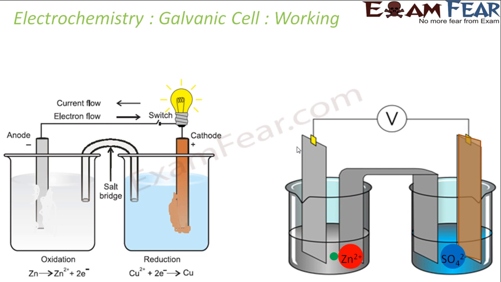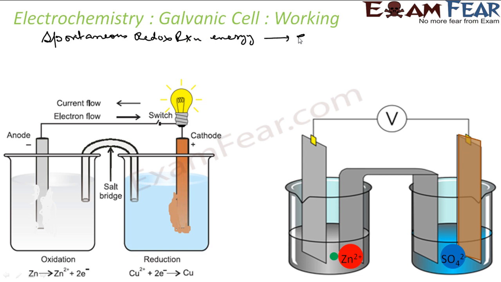As I've told, this galvanic cell or voltaic cell is nothing but an electrochemical cell. They are electrochemical cells that convert the chemical energy of a spontaneous reaction, or spontaneous redox reaction to be specific, to electrical energy, right? This is what I have told. Spontaneous redox reaction energy will be converted to electrical energy. And that's what happens in this galvanic cell.